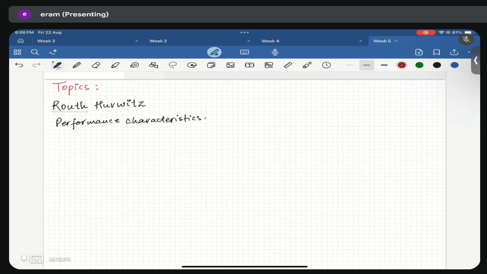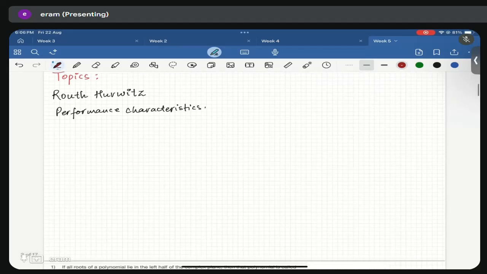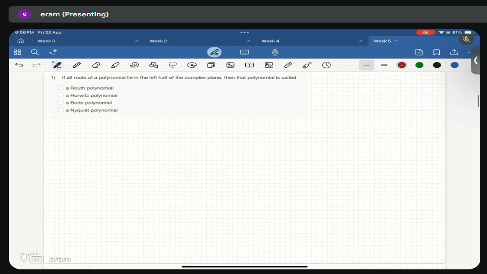So today we'll be solving questions based on Routh-Hurwitz and some performance characteristics based questions. We'll start with the very basic one. If all roots of a polynomial lie in the left half of the complex plane, then that polynomial is called?